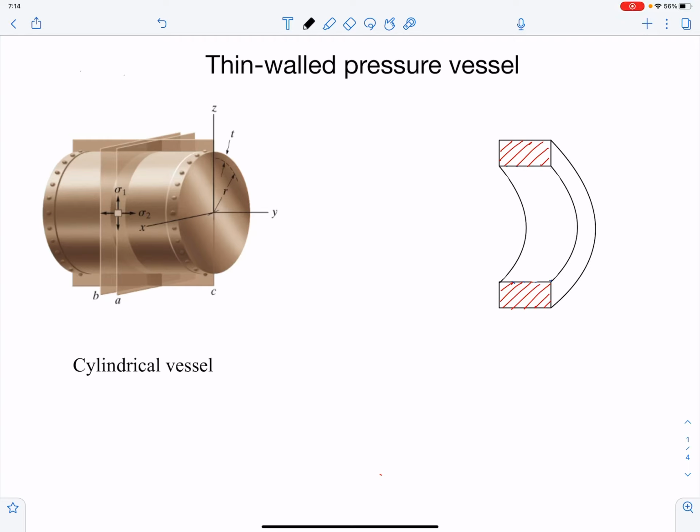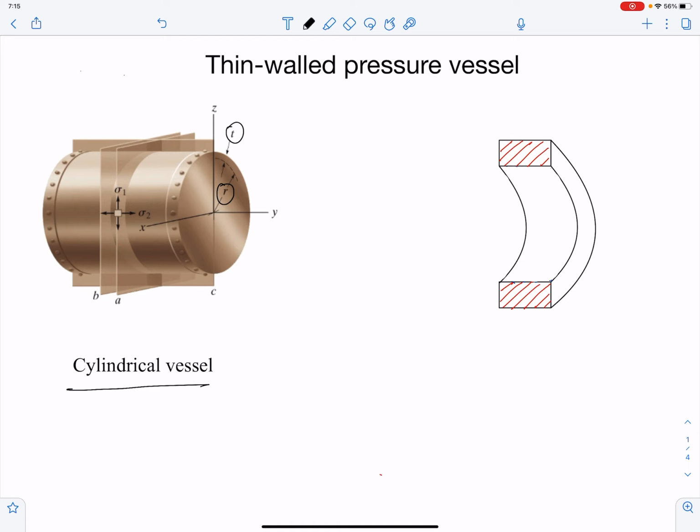Today we're gonna talk about the stresses developed on a thin wall pressure vessel. So let's consider first the cylindrical vessel. Let's assume that we have a cylindrical vessel whose wall thickness is t, and the inner radius of that cylindrical vessel is r.